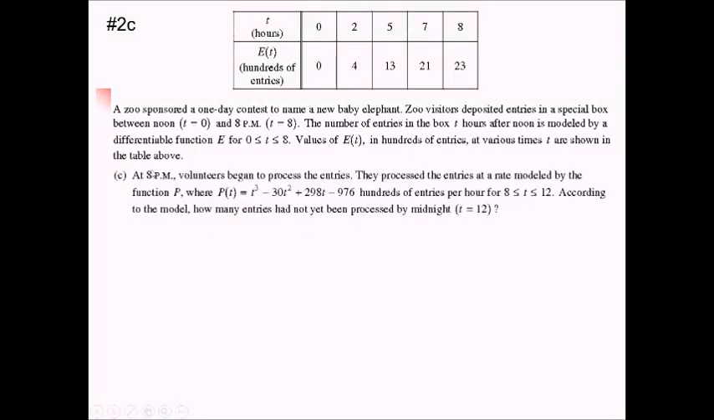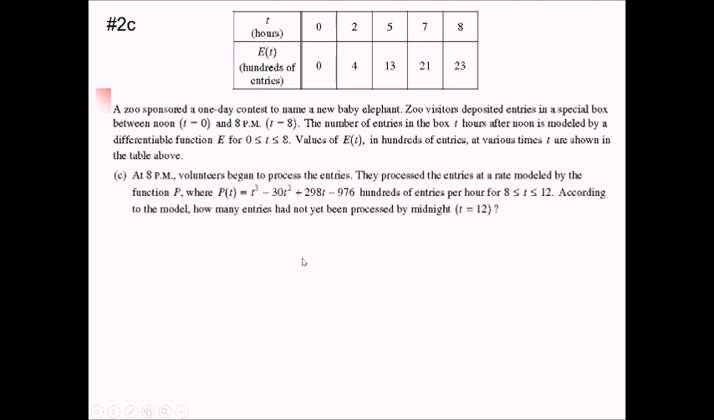For this part, at 8 p.m., volunteers begin to process the entries. I guess you can't just leave them in the box. They process the entries at a rate modeled by the p function here, which is some cubic polynomial, and this is hundreds of entries per hour between the hours of 8 and 12. According to the model, how many entries had not yet been processed by midnight? All right, so we have to talk about basically the number that we're starting with at 8 o'clock minus the total processed between the hours of 8 and 12.